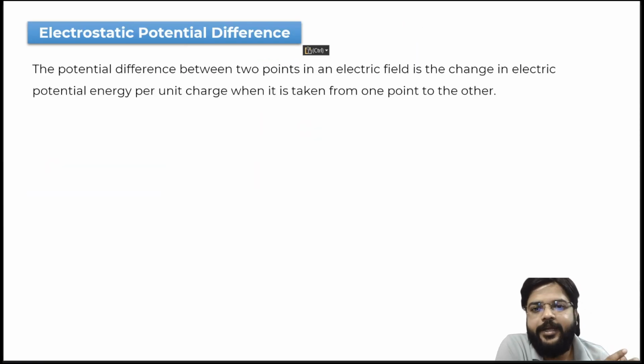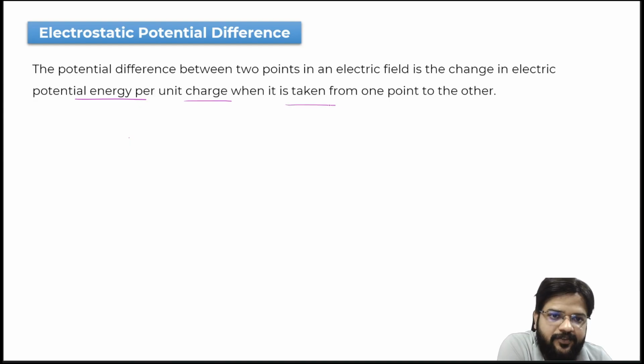Let's see the next topic, everyone, electrostatic potential difference. So see, what is the definition of electrostatic potential difference? The potential difference between 2 points in an electric field is the change in electric potential energy per unit charge when it is taken from one point to other. Correct? So what is the sense of this definition? Let's see it, everyone. Let's suppose here we have an electric field.